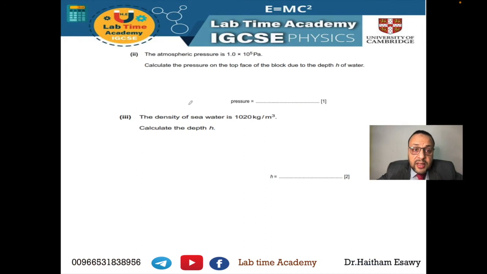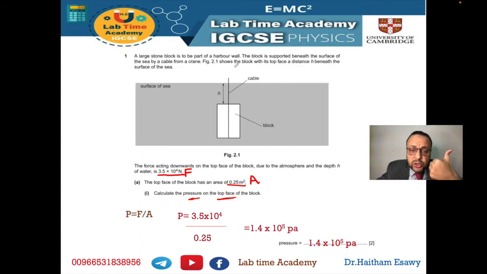Part (ii): The atmospheric pressure is 1.0 times 10 to the power of 5 Pascal. So here we have P ATM, pressure of the atmosphere. Calculate the pressure on the top face of the block due to the depth h of the water. Now he asked me to calculate the pressure due to the depth of the water, and he gave me the atmospheric pressure. If we return back to the diagram, here we have the block.